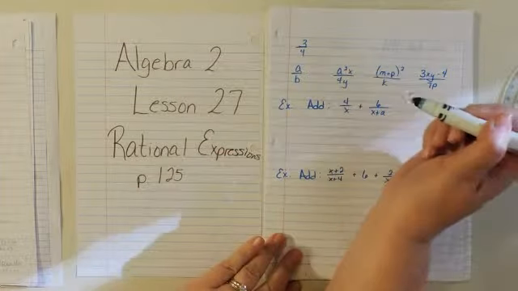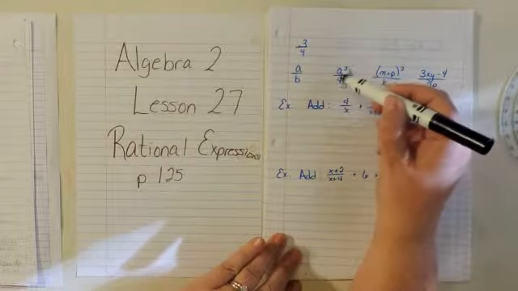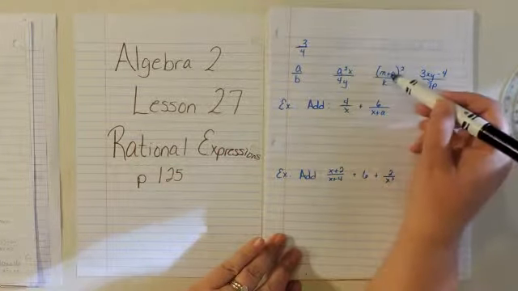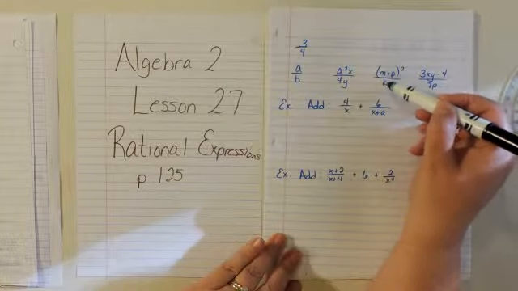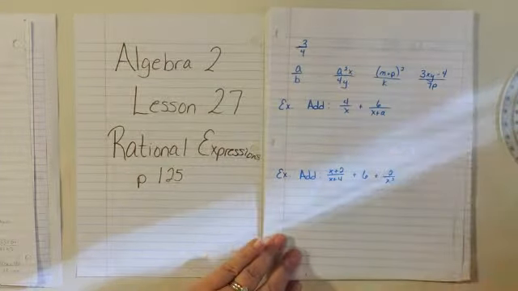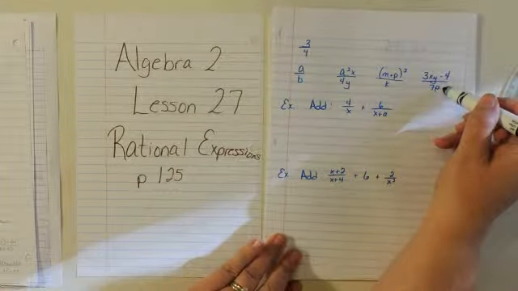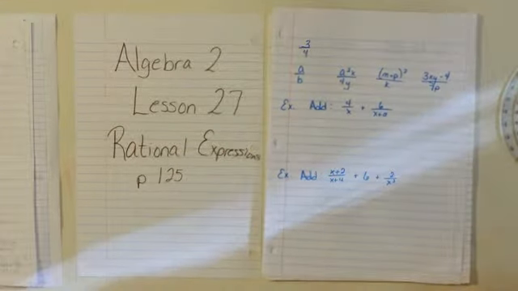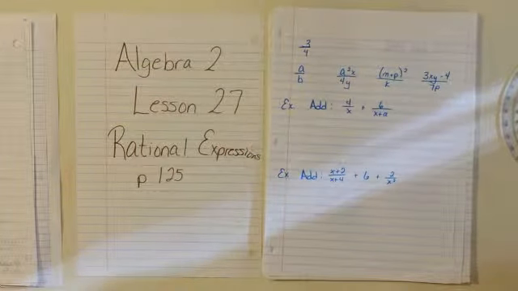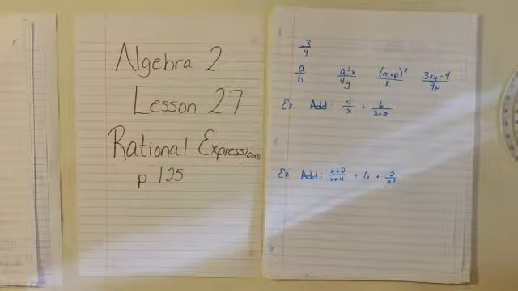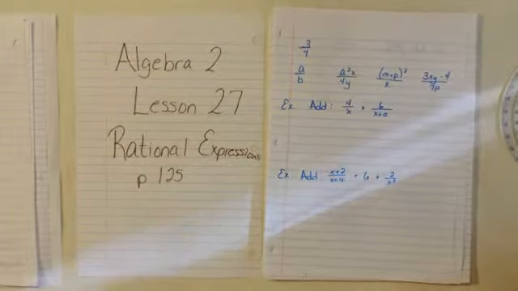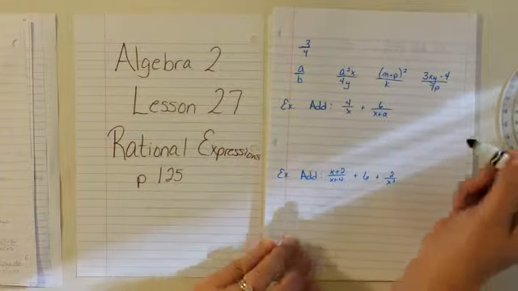So a over b is a rational expression, a squared x all over 4y, (m plus p) quantity squared over k, or 3xy minus 4 all over 7p. These are all rational expressions. To add rational expressions, we find the lowest common multiple of the denominators.